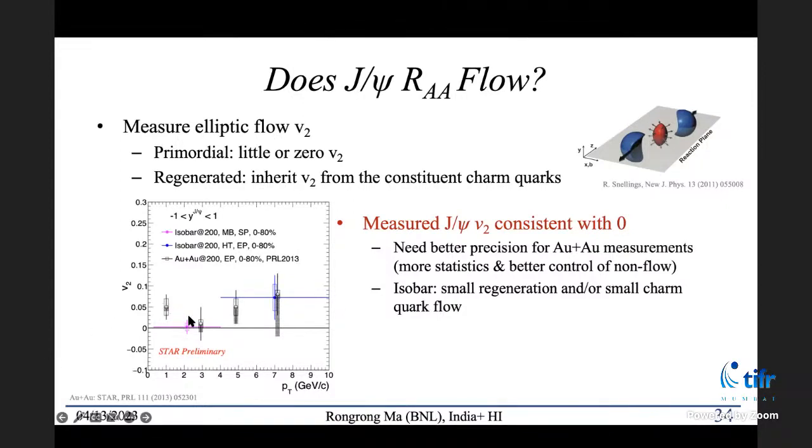For the gold, I think the situation is a little bit different because the error bar is a bit bigger. That's why in 2023 and 2025 we have much more statistics, and we expect to make a much more precise measurement, because at 200 GeV gold, from the D0 measurement, we know the charm seems to flow. And we also know that we should have a sizable contribution from regeneration, so we expect to see some finite v2 at low pT. I think we will see if that really is the case with the 2023 and 2025 data.